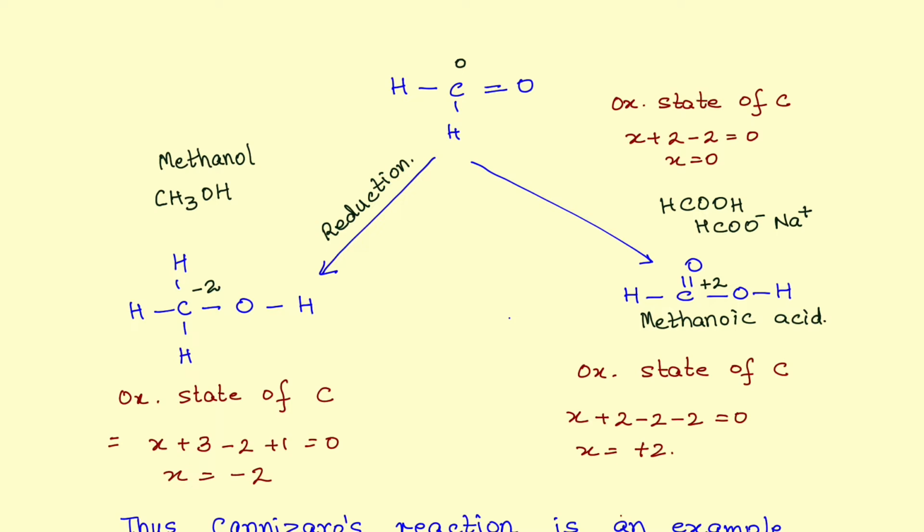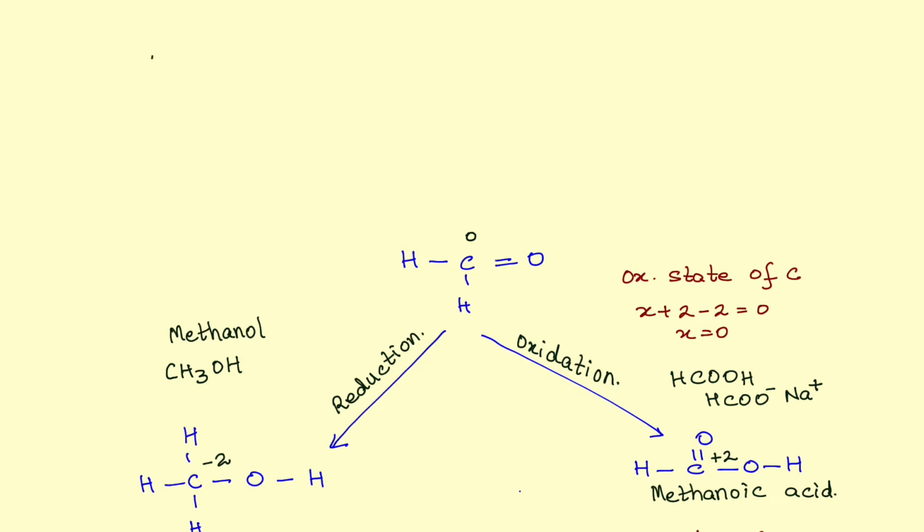Look at the second one. The oxidation state of carbon has changed from 0 to +2. In other words, it has increased. The oxidation state has increased. That means it's an example of oxidation.